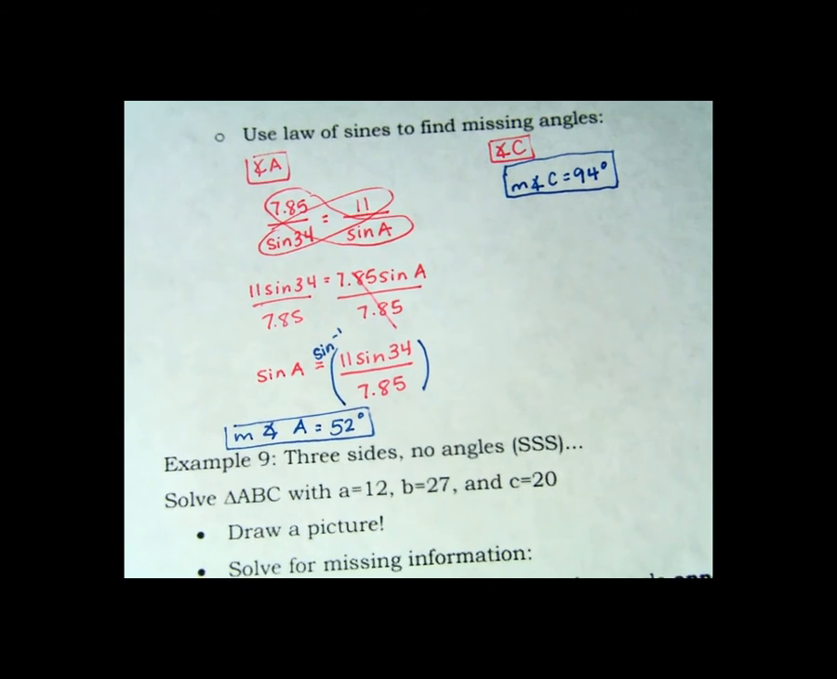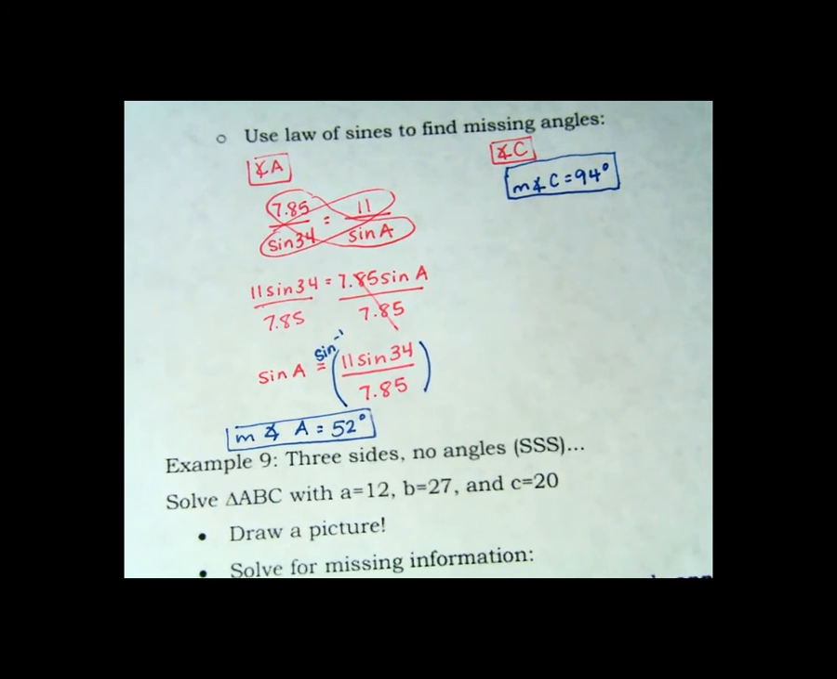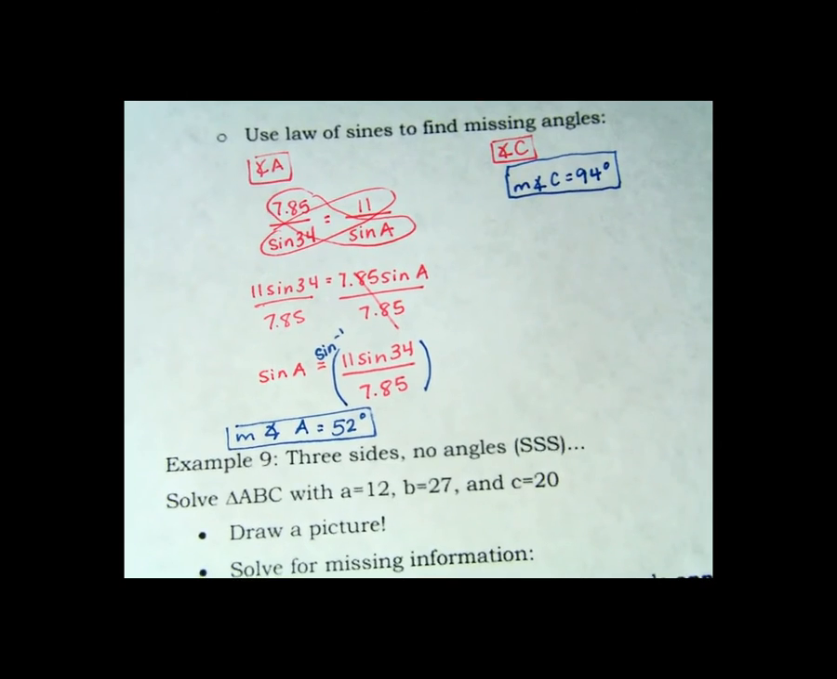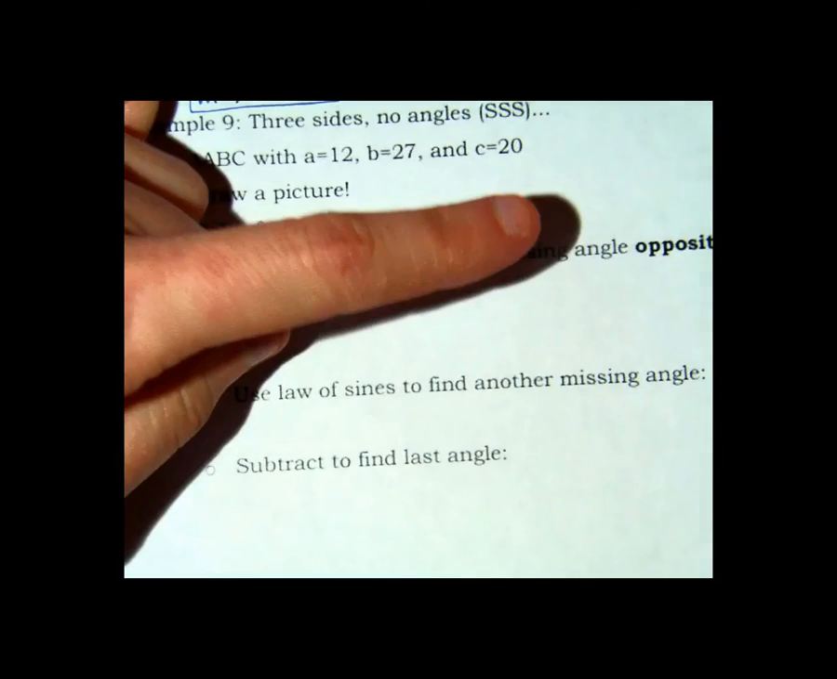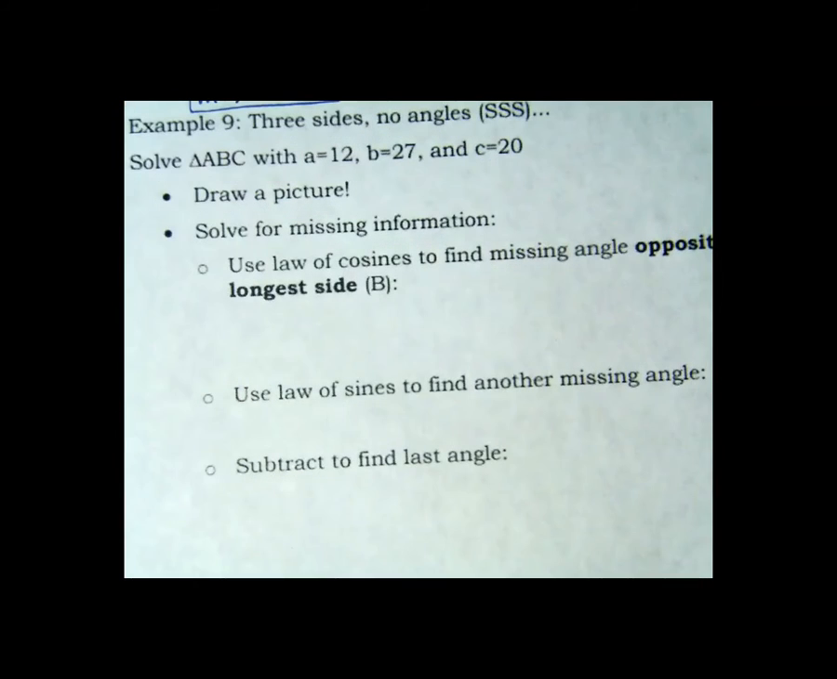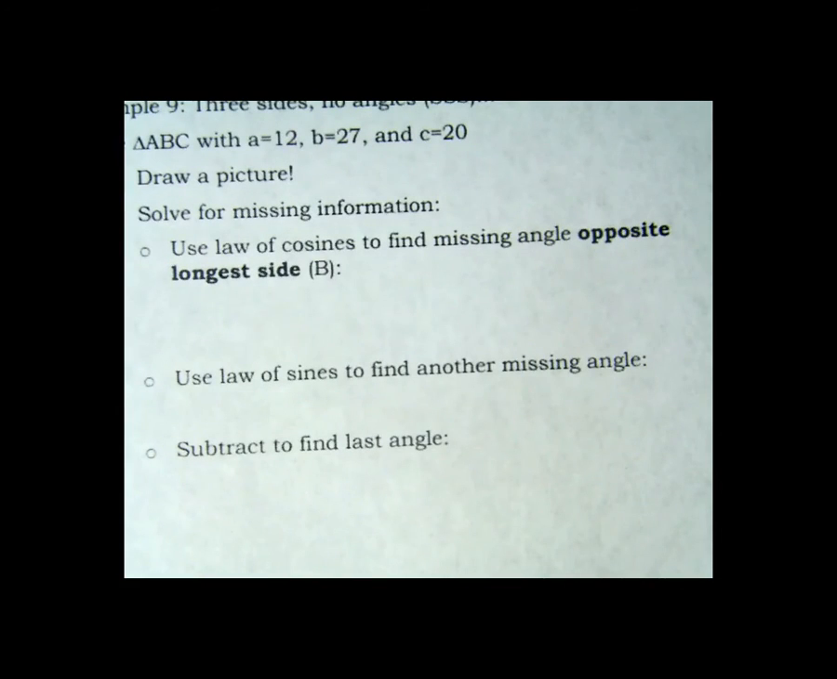Alright, however, when you have three sides, it's a little different. Is anybody still looking at example 8 before we look at example 9? No. Okay. Alright, example 9. We have side, side, side now. We're going to use the law of cosines to find the missing angle. You guys still have your highlighters out, I hope. Alright, this gives it to you step by step.